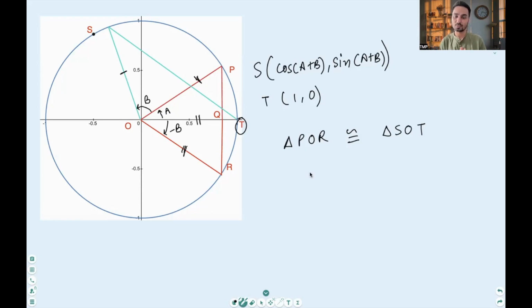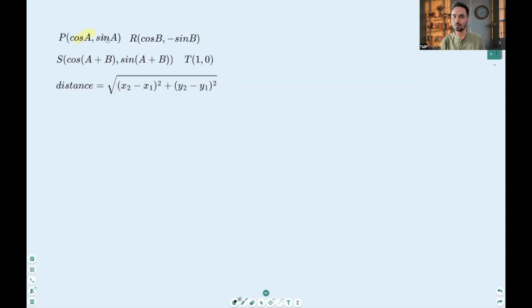And now we have proved that these two triangles are congruent. And in two congruent triangles, their corresponding parts are equal. So we can say that length PR should be equal to length ST. As PR is equal to ST, we can also say PR square is equal to ST square. We know that point P is cos A comma sine A, point R is cos B comma minus sine B, point S is cos(A plus B) comma sine(A plus B), and point T is 1 comma 0.